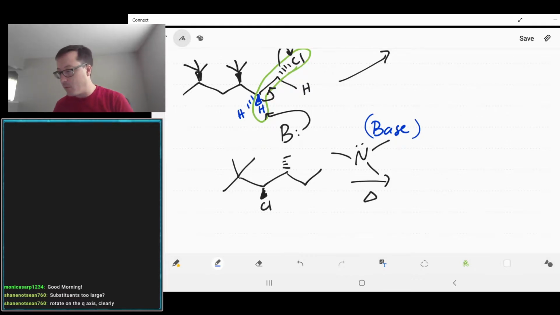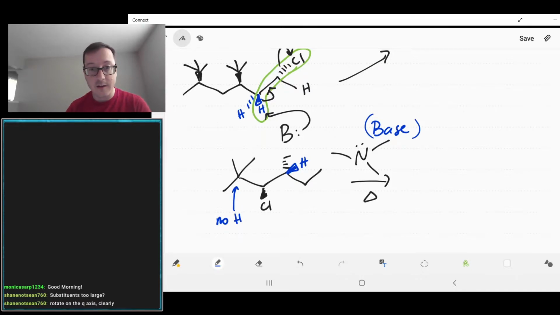Remember with these, we need to have anti-periplanar hydrogens, right? If we look here, we have no hydrogens on that beta carbon, but we do have a hydrogen here on that beta carbon. So that's the one that's going to be reacting. And so we're going to need to make sure that we rotate our molecule such that we have the chlorine and hydrogen on opposite sides.